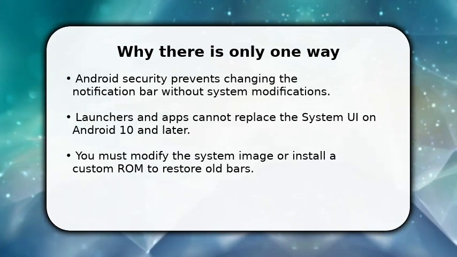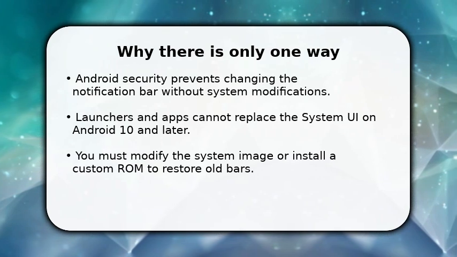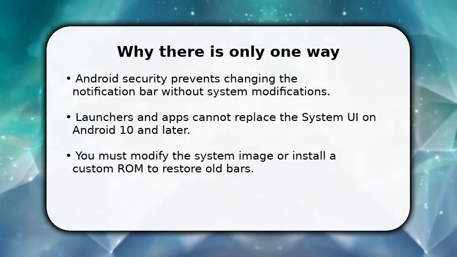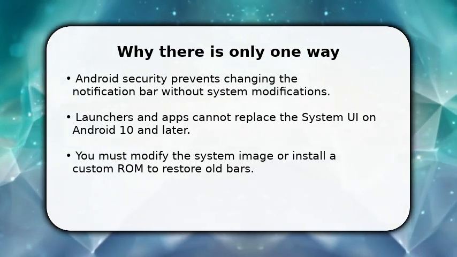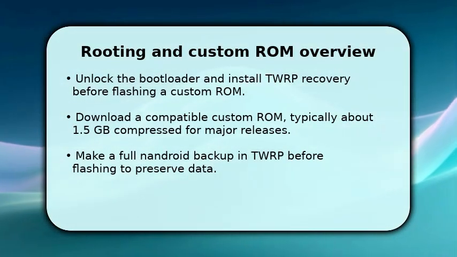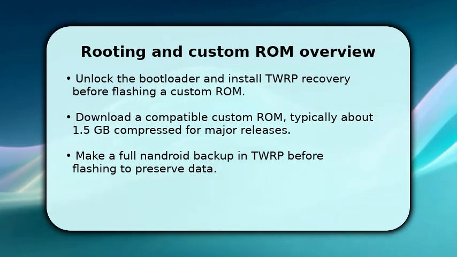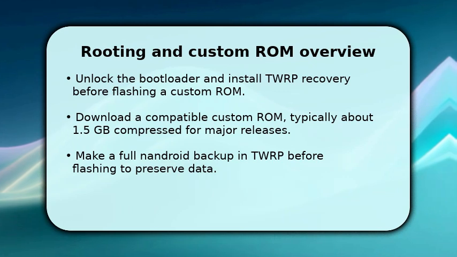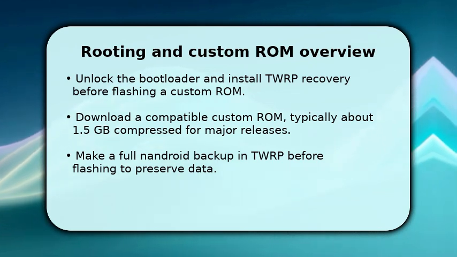That requires unlocking the bootloader and replacing the system partition. You must accept device-level risks and follow precise steps to avoid bricking your phone. First, unlock your bootloader using the manufacturer fastboot commands for your device. Next, install TWRP recovery so you can flash images and make backups.